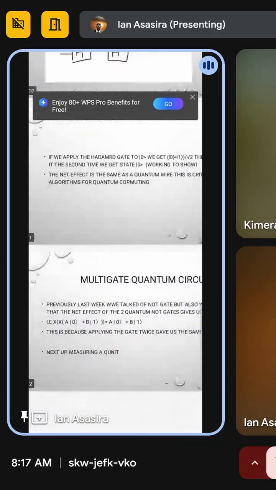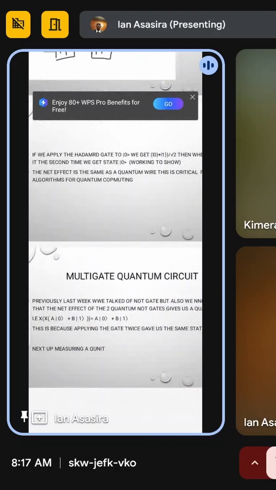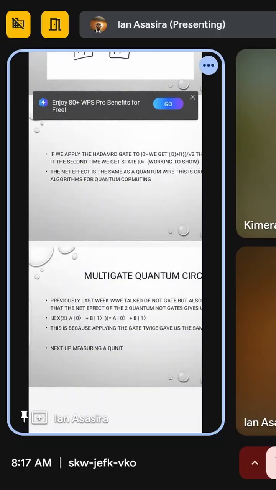Last week, on the last slide, I forgot to add that when you apply two NOT gates in one straight path, we also get back the same state or the same superposition.